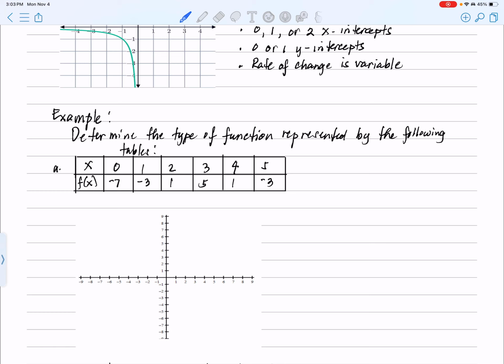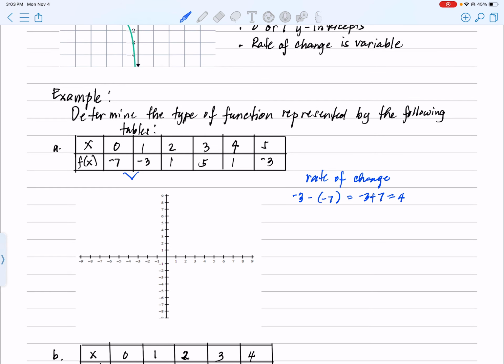Since our intervals there are increasing by 1, they are equally spaced, so we can determine the rate of change. In this case, we can start with negative 3 minus a negative 7. So that would become negative 3 plus 7. We have 4. That's the rate of change here.